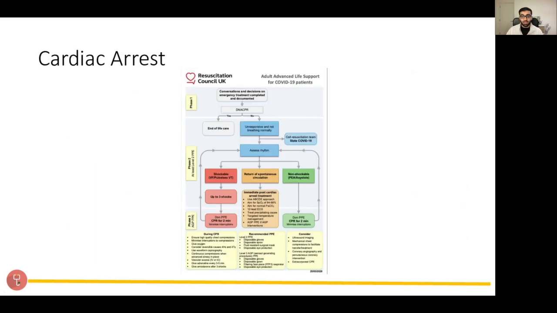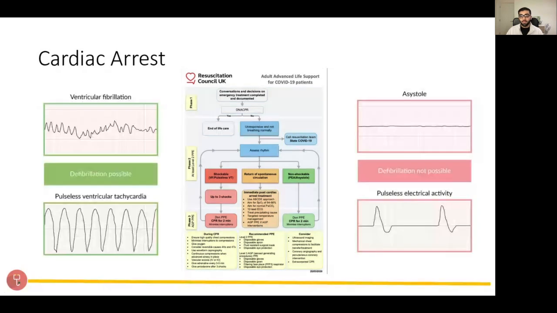The next is cardiac arrest. Again, the main thing with this is to consider, is this a shockable or a non-shockable rhythm? And again, these rhythms are shown on the slide. But try and go through these algorithms in a bit more detail to get a really good understanding, because these come up not just in SBAs, but also in OSCEs as well.